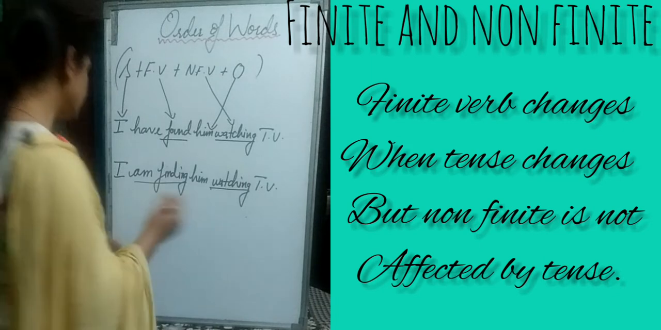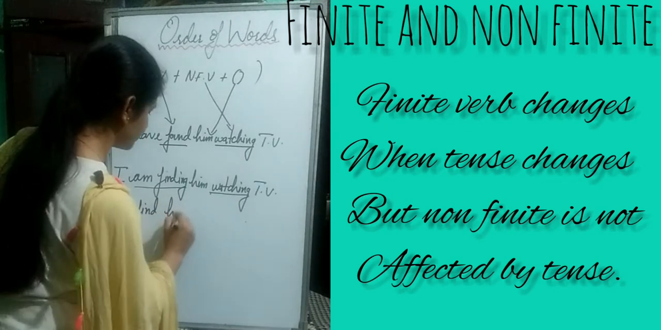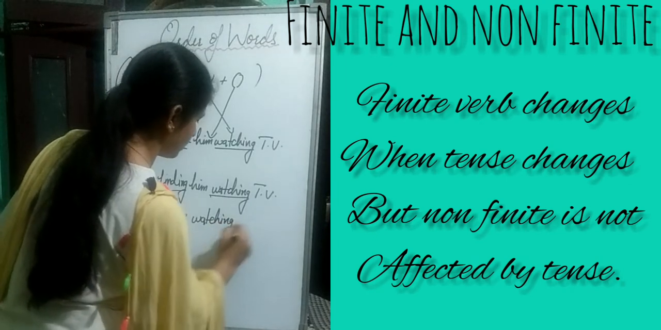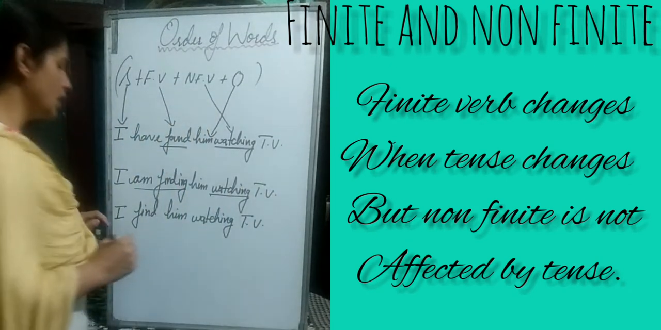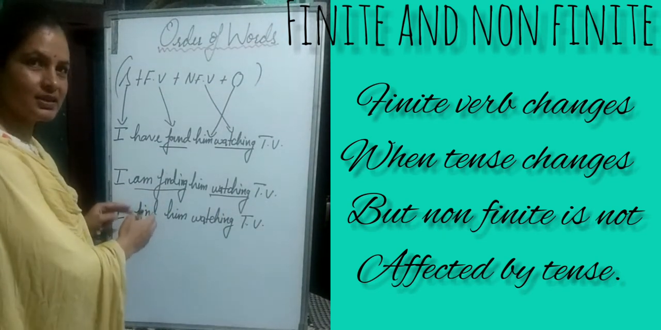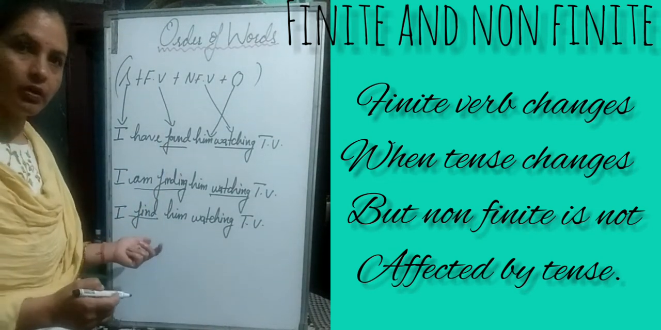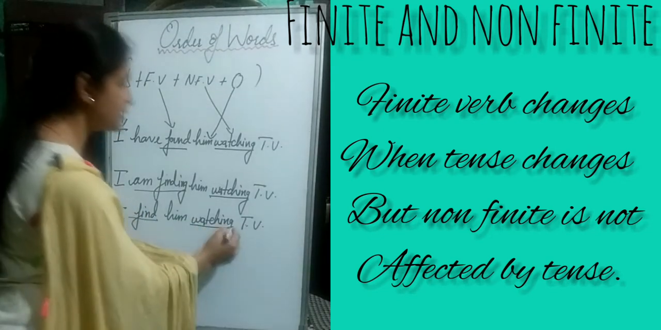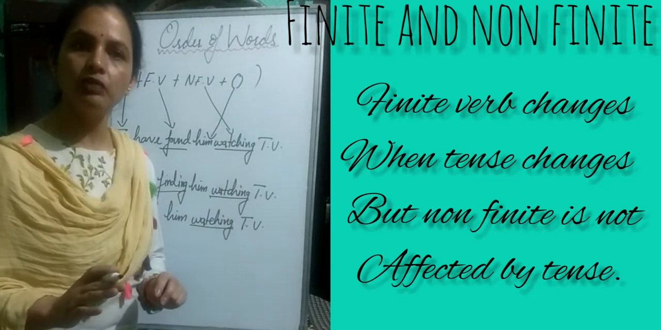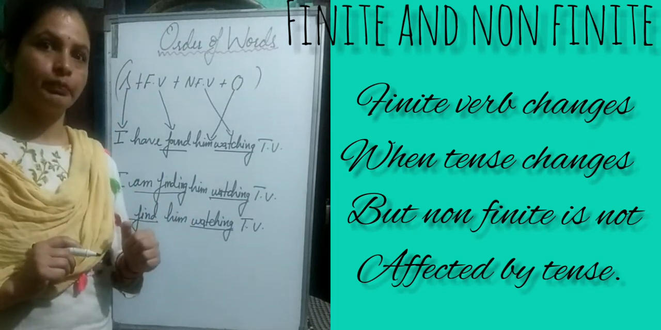Okay, if we say I find him watching television. I find him watching television. Again, this is indefinite or simple present tense. Okay, so I find, see, this is the first form of the verb. It changed, but this remained the same. So the verb which did not change, that we call a non-finite verb, and the verb which changed with the changing of tense, that we call a finite verb.